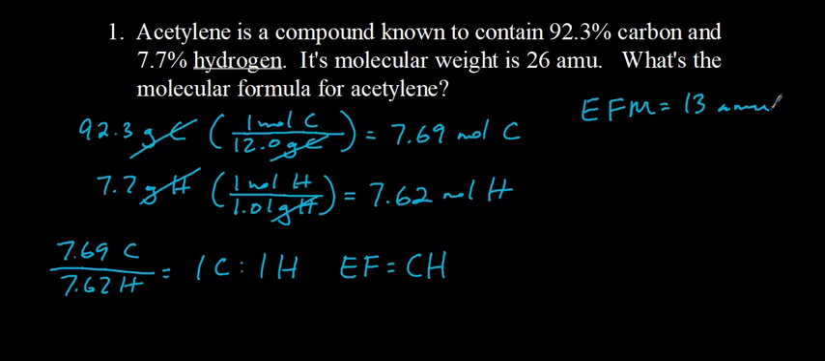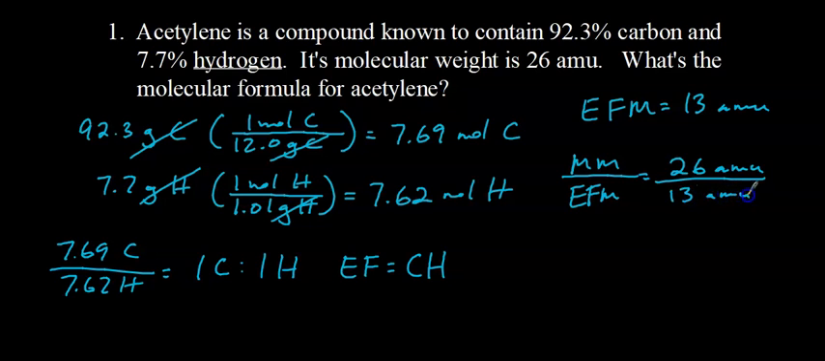Next step, just like we learned last unit, is we're going to take the molecular mass, which is given to us in the problem, and we're going to divide it by the empirical formula mass, and that is going to give us a ratio. Rather, maybe a better word is a multiple, not a ratio per se, a multiple. So we see that the molecular mass is twice that of the empirical formula mass, which tells us that the molecular formula is twice the empirical formula.